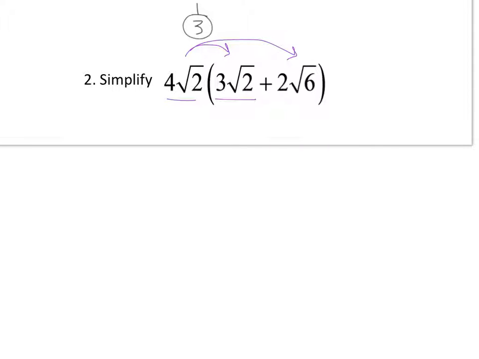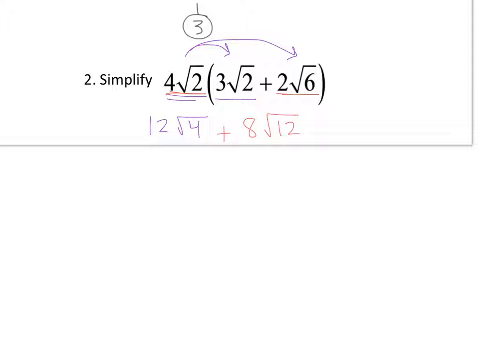So 4 times 3 of what's outside the radical is 12. Square roots of 2 times 2 is 4. I'll worry about breaking that down in just a moment. Let's now look at what else we have in this problem. 4 square roots of 2 times 2 square roots of 6, and that gives me 8 square roots of 12. And that again is because I can multiply what's outside the radicals together and what's underneath the radicals together.